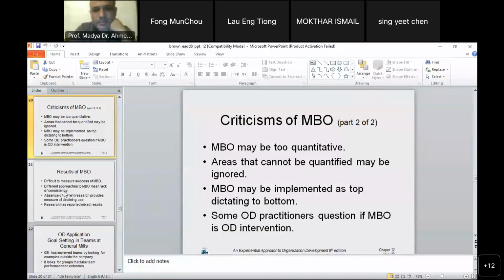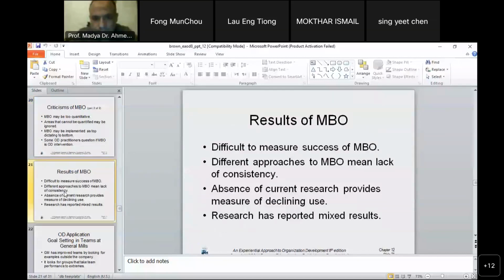MBO may be implemented as top dictating to bottom. This is the opposite of what we said, because if MBO is implemented as dictated from top to bottom, it is not a joint work. And some OD practitioners question if MBO is an OD intervention. Some still think that this is not considered an OD intervention. It's totally different from what we do in OD. Well, those are the criticisms of MBO, and as a result of this, they think that MBO success is difficult to measure.